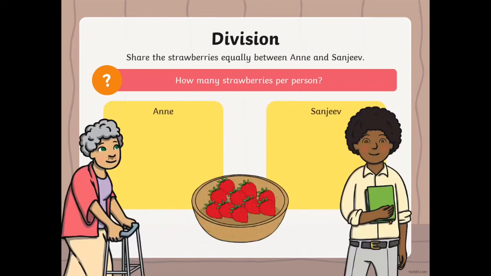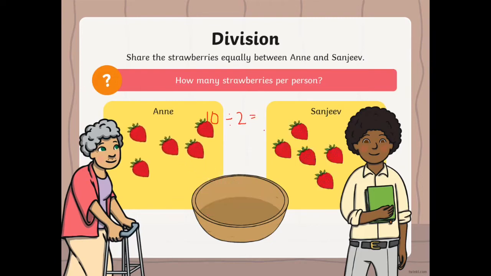Share the strawberries equally between Anne and Sanjeev. There's 2, 4, 6, 8, 10. I'm not going to do it slow this time. I want to see if you can figure out 10 divided by 2. So divided in half. There's 2 equal groups here. How many is it going to be? 5. And we know that one easily because 5 plus 5 is 10.